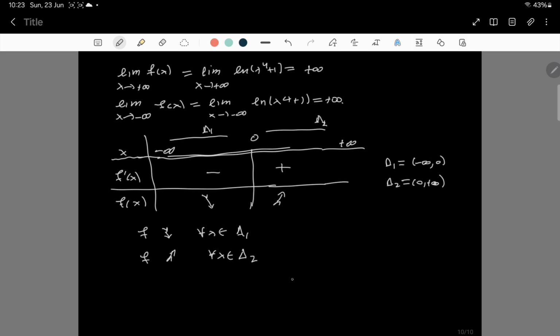So it's going down and then it's going up, so we have a local minimum at 0. What is f of 0? We can do a calculation. F of 0 is equal to 0. So the local minimum is attained at (0, 0), which is the origin.